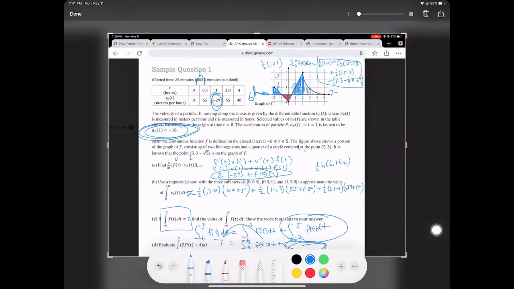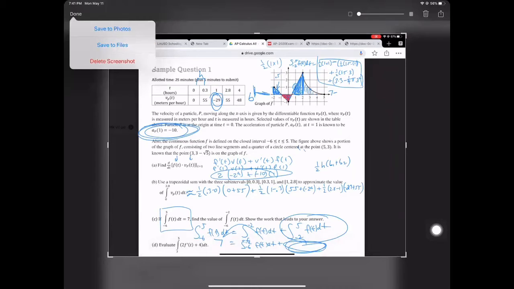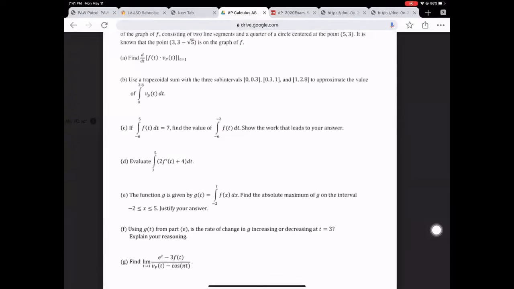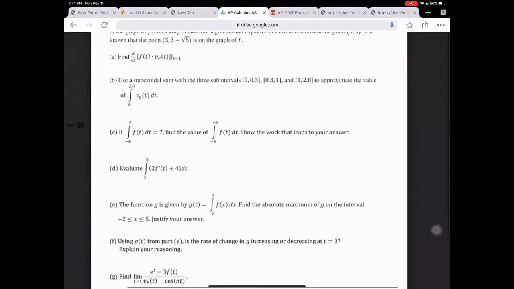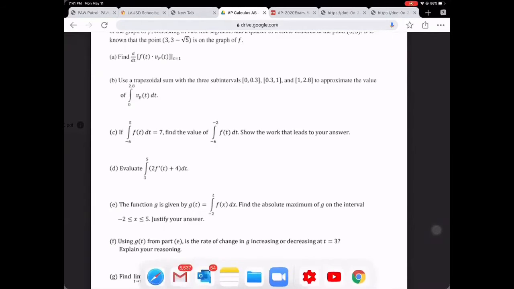The last part, let me go ahead and save that to photos. I'm going to run out of space. I don't know why I couldn't download it. It's probably because it's Google Docs.